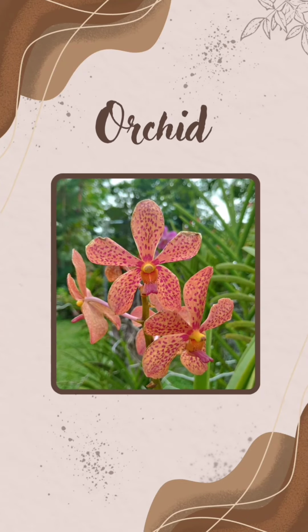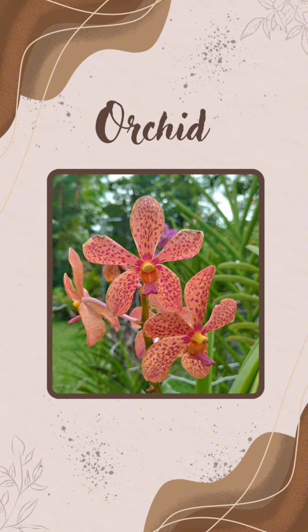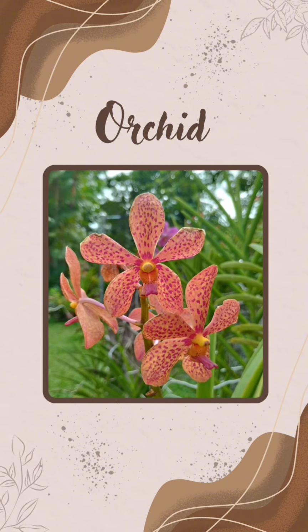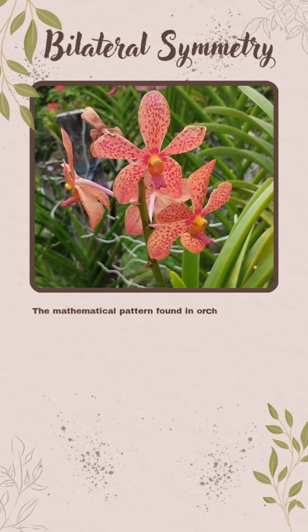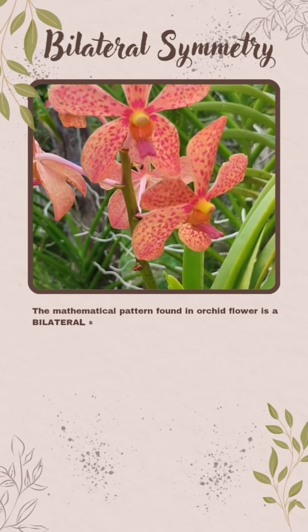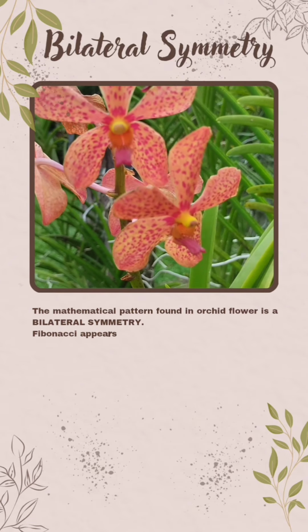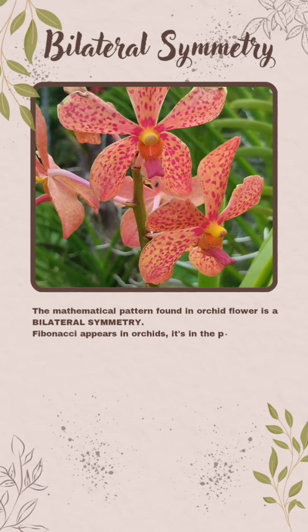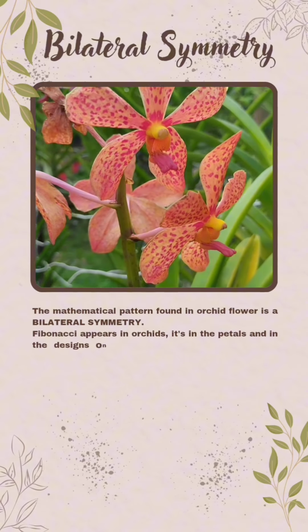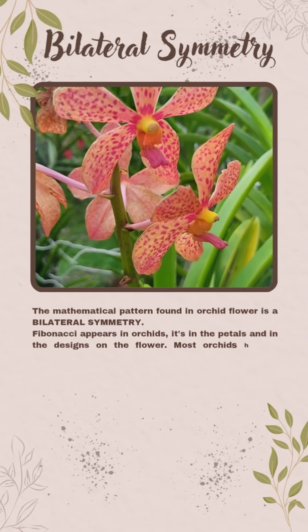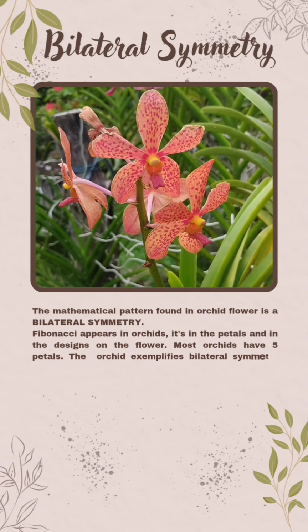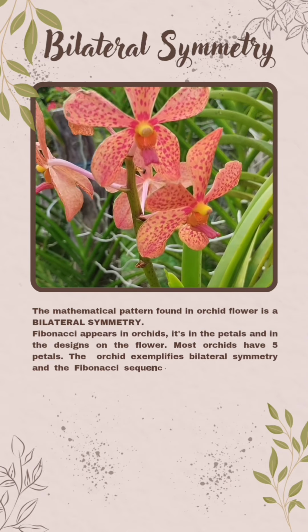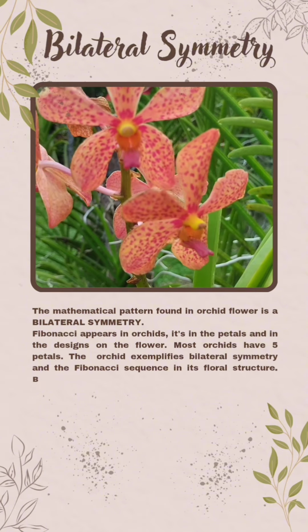Next is the orchid flower, another beautiful example of a Fibonacci flower. The mathematical pattern found in the orchid flower is bilateral symmetry. Fibonacci appears in orchids. It's in the petals and in the designs on the flower. Most orchids have 5 petals. The orchid exemplifies bilateral symmetry and the Fibonacci sequence in its floral structure.